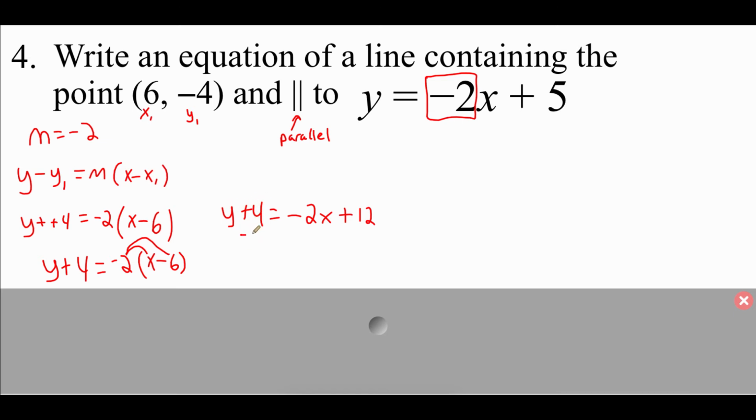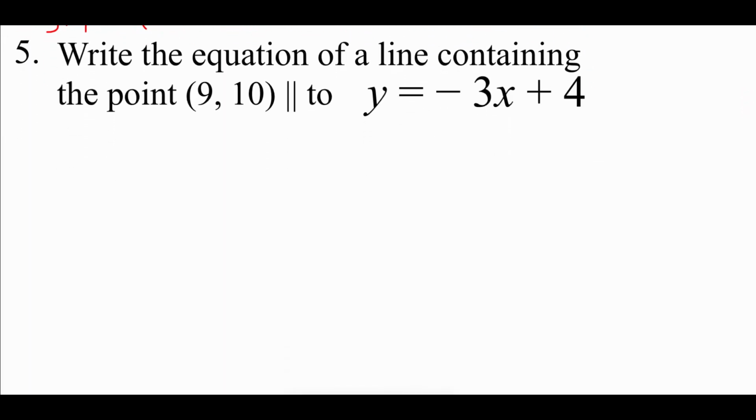So to get rid of a plus 4, we're going to subtract 4 on both sides. So on the left-hand side, the plus 4 and the minus 4 cancel each other out, leaving us with just y equals. And then on the right-hand side, we've got this negative 2x. And if we take 12 minus 4, we're going to have plus 8. So because these two lines are supposed to be parallel to each other, that's what these two vertical bars mean, they should have the exact same slope, but they will end up having different b values, different y-intercepts.